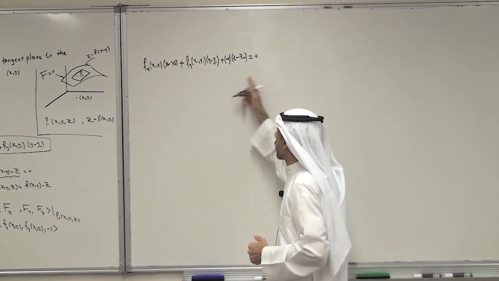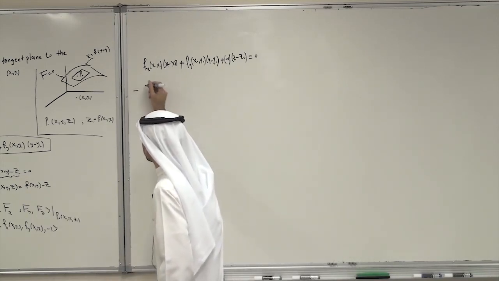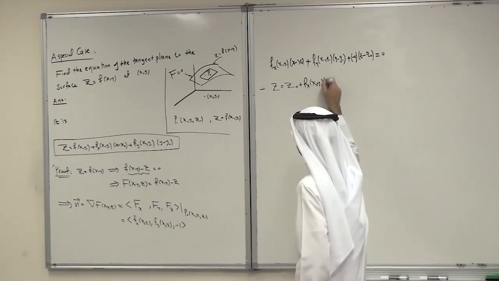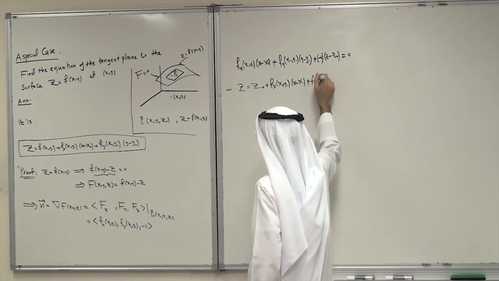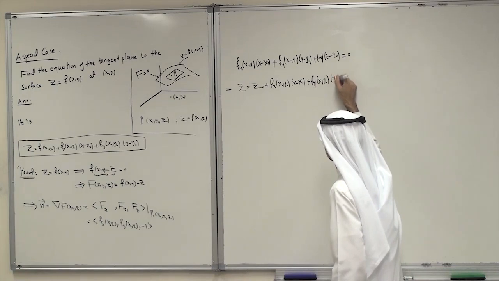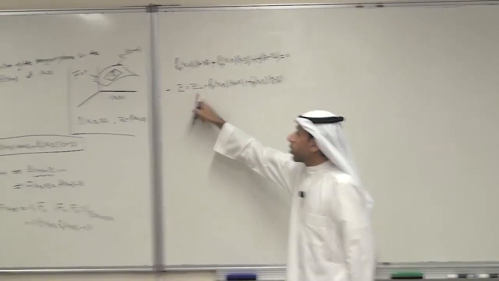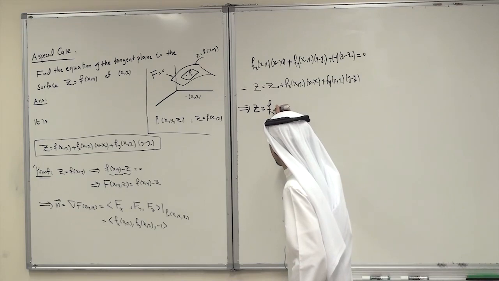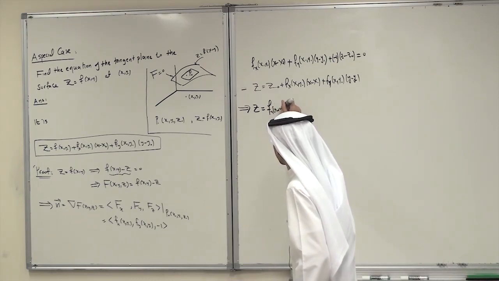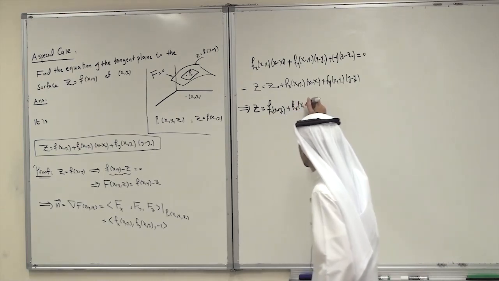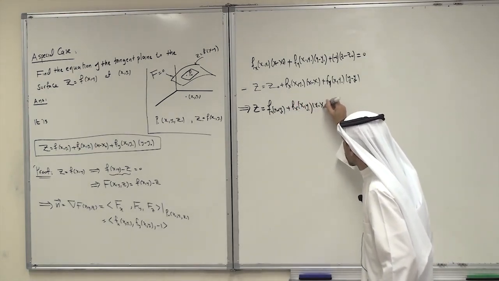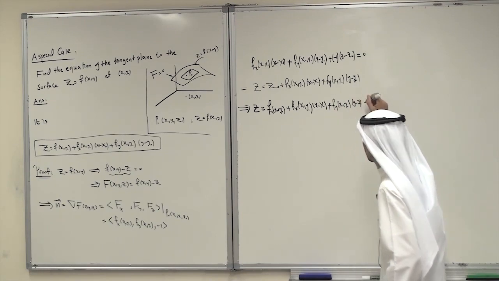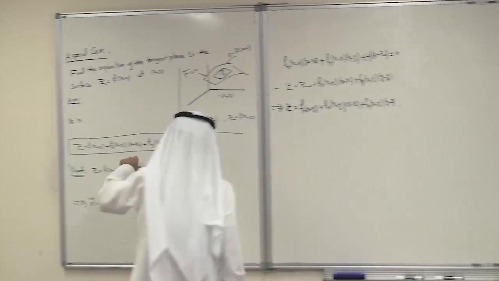Now solve for z, take this to the other side, so this implies the following. z equals z0 plus f sub x at x0, y0 times x minus x0 plus f sub y at x0, y0 times y minus y0. But what is z0? It is just f of x0, y0. So z equals f of x0, y0 plus f sub x at x0, y0 times x minus x0 plus f sub y at x0, y0 times y minus y0. And this is really what is given as the answer here.